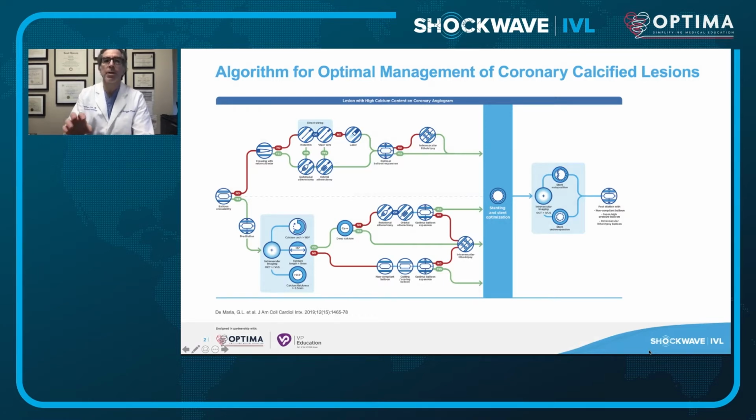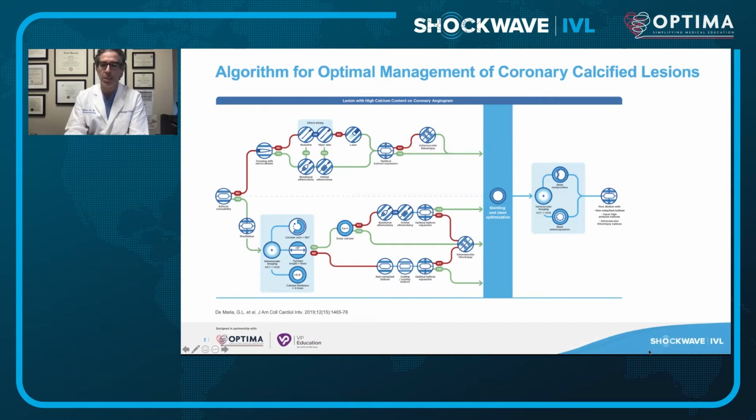Let me focus on the cases where you can actually cross with a wire and potentially a balloon. In those situations, it's important to assess the type and characteristics of the calcium in the lesion. That's either first pre-dilating so you can get an imaging catheter down, or just going with upfront imaging. What's key on the imaging, be it IVUS or OCT, is to assess the arc of calcification. Does it involve more than half of the circumference of the vessel?